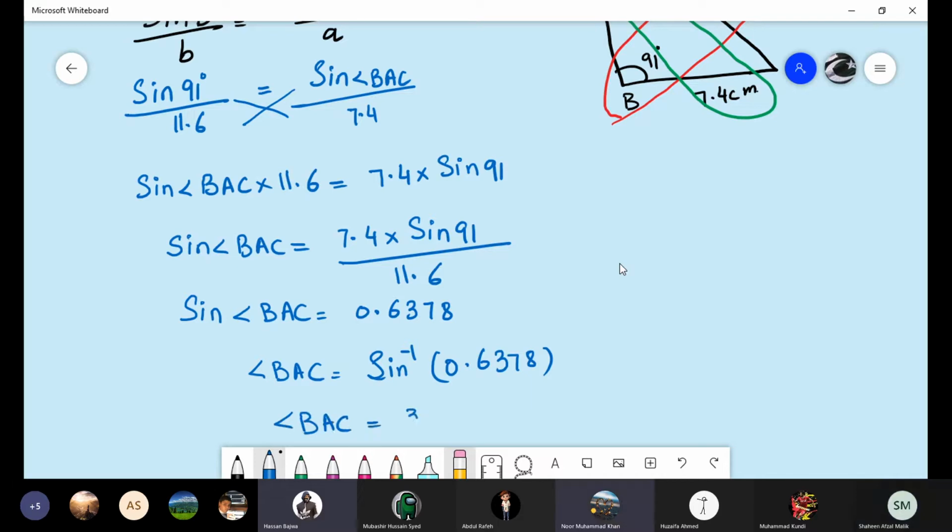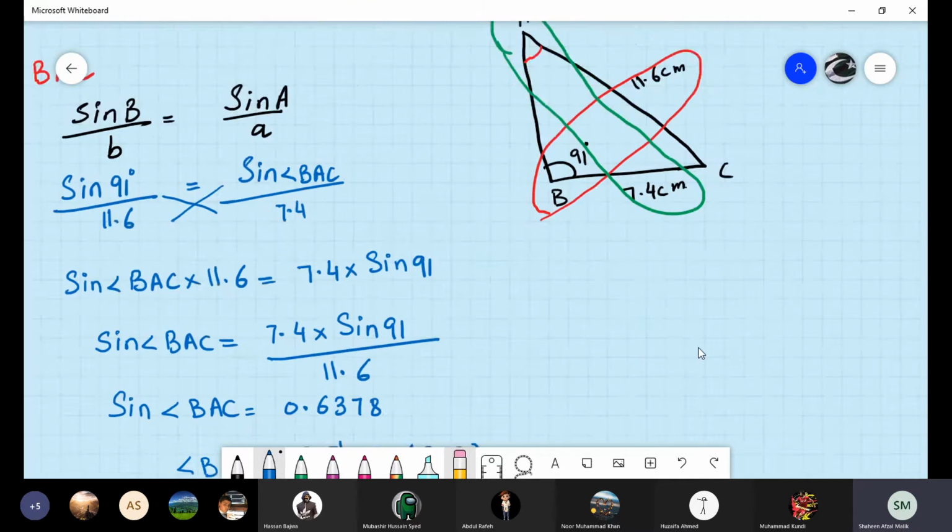39.6. So we can write 39.6 degrees. Yes, so this is the answer for your angle A.